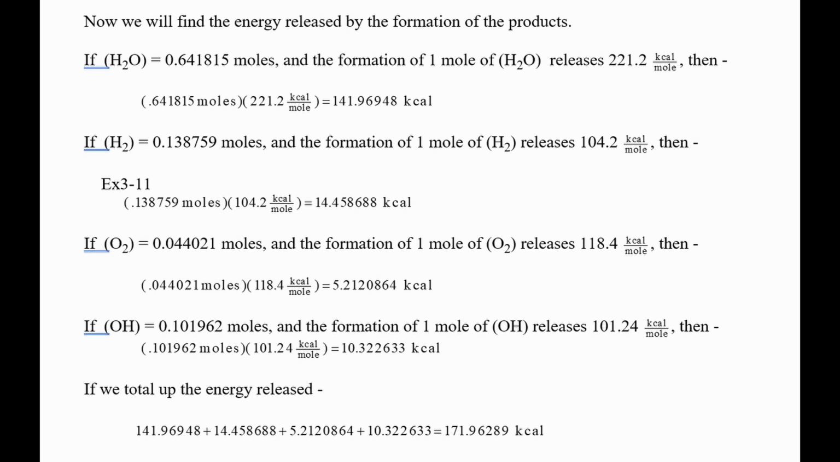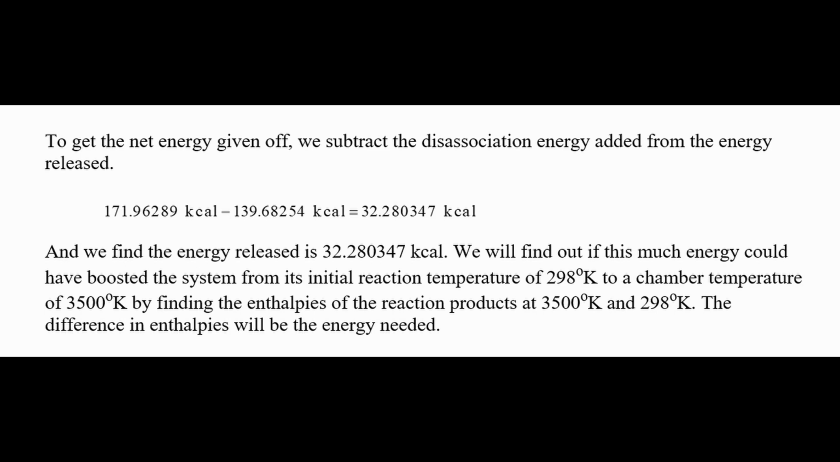Now we find the formation energy of the products. The formation of H2O releases 141.96 kcals. The formation of H2 releases 14.45 kcals. The formation of O2 releases 5.212 kcals. The formation of OH releases 10.32 kcals. If we total up the energy released, we get 171.96 kcals. To get the net energy given off, we subtract the dissociation energy from the energy released. And we find the net energy released is 32.28 kcals.